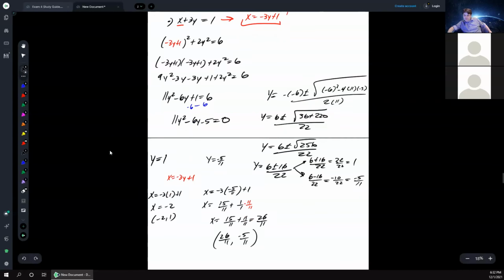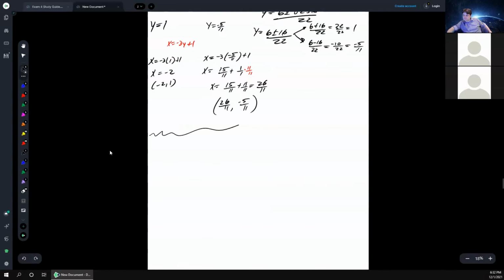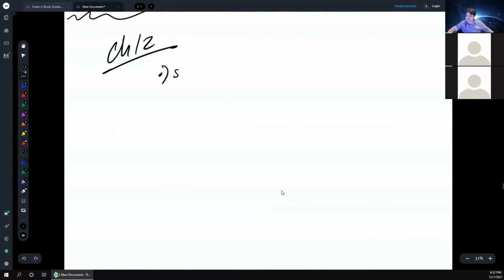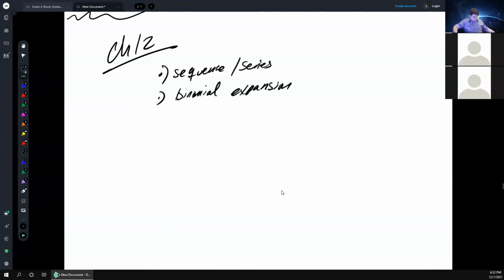Last bit, chapter 12. We only really looked at two sections, so the only thing we're really looking at here is the sequence series stuff and the binomial expansion, that's really it. Basically, that stuff we looked at on Monday. So just a couple quick examples.